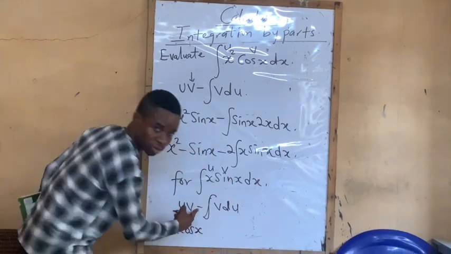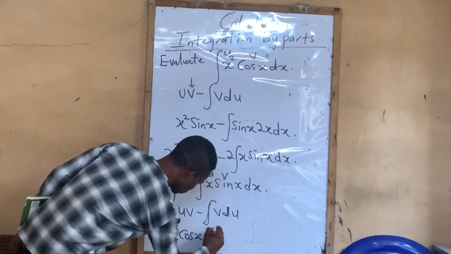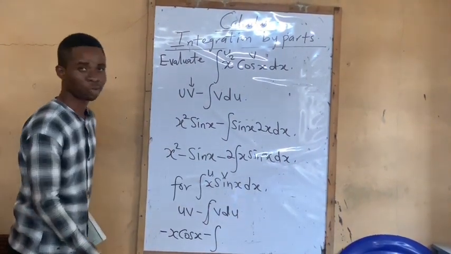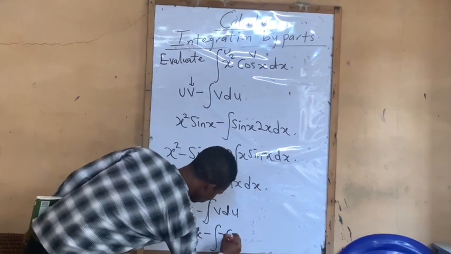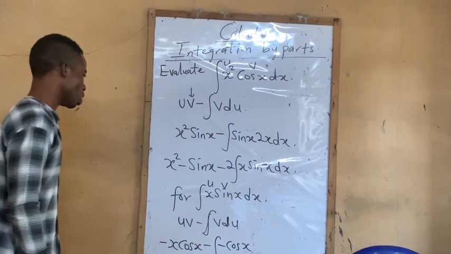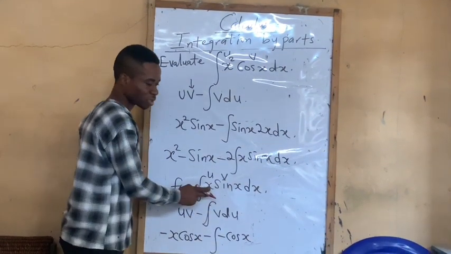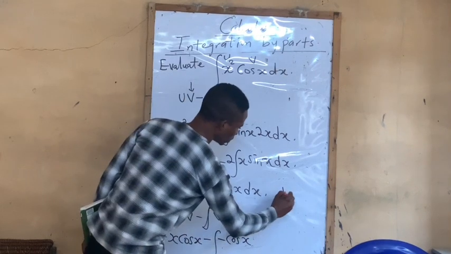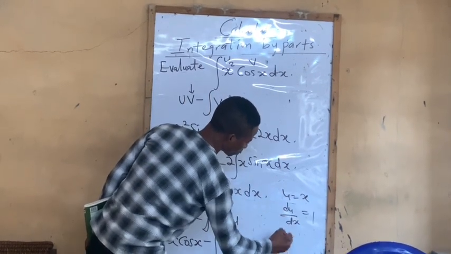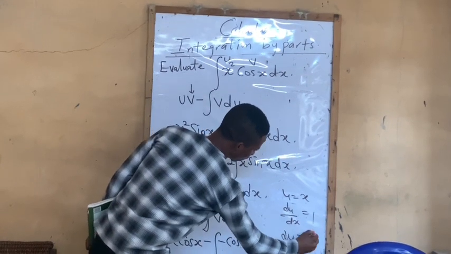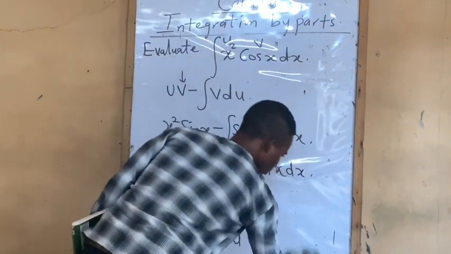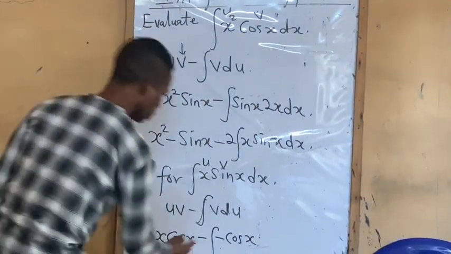That means minus this minus that is here minus integral of. Do not forget our v is no more sine x. It's now minus cos x. And how do I get my du? Do not forget that our u is x. If I find du dx, it equals 1, which means that du equals dx.